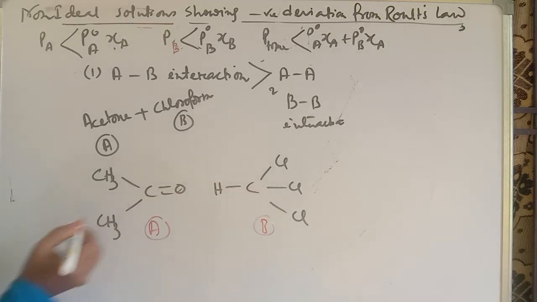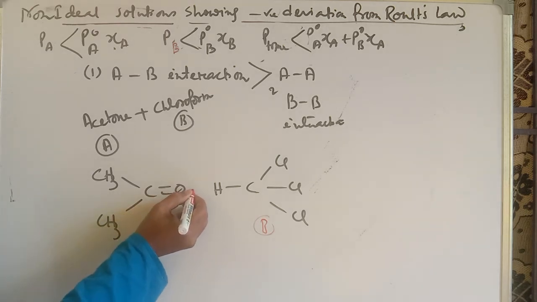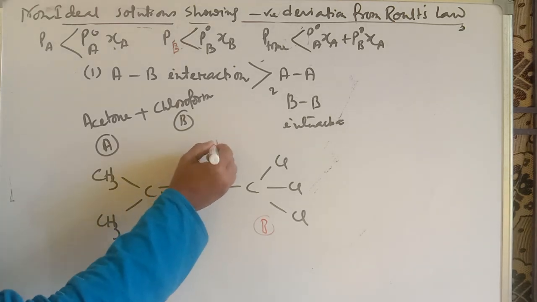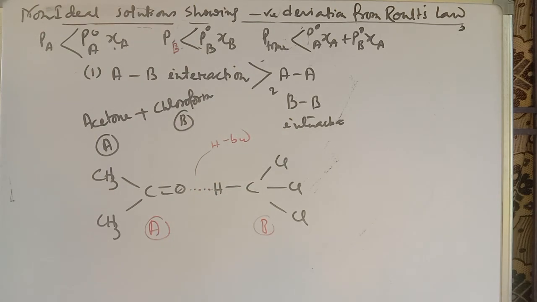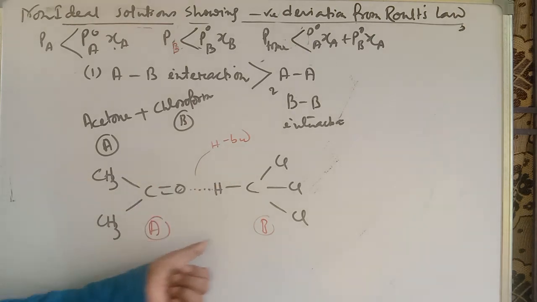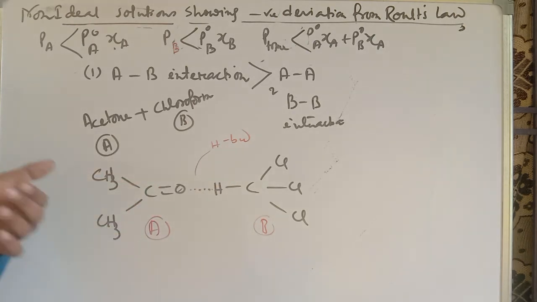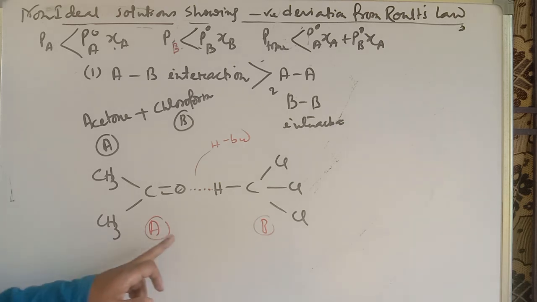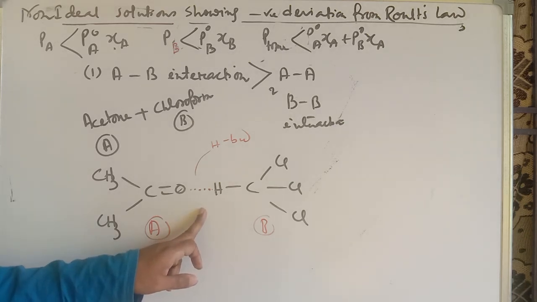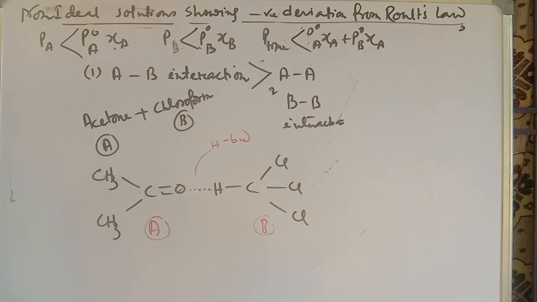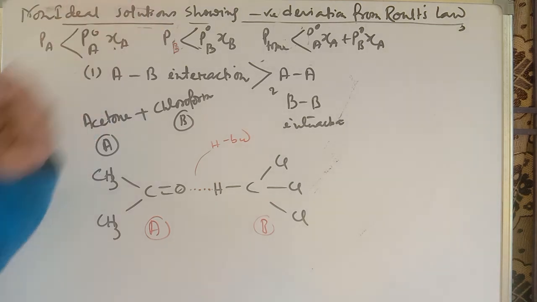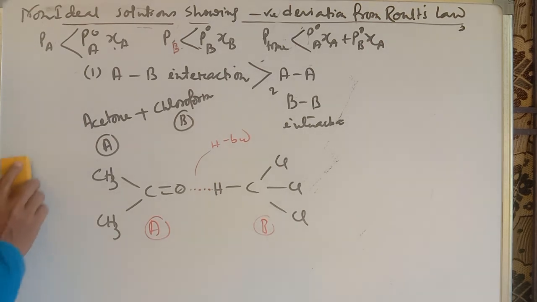Now when you mix this A and this B, the hydrogen atom of chloroform forms H bonds with the O atom of acetone. Here a hydrogen bond will form. That is, AB interaction becomes stronger. A new bond is formed, a hydrogen bond. So AB interaction becomes stronger than A-A and B-B interaction. Interaction becoming stronger means its escaping or vaporizing tendency will decrease. That means vapor pressure will decrease. So it is negative deviation. This solution acetone plus chloroform shows negative deviation from Raoult's law.